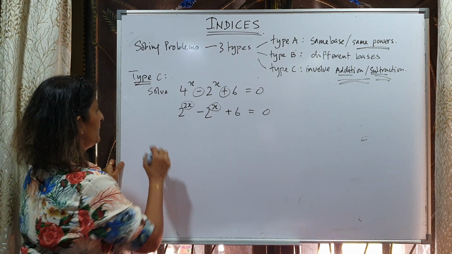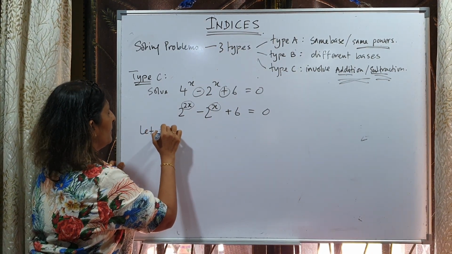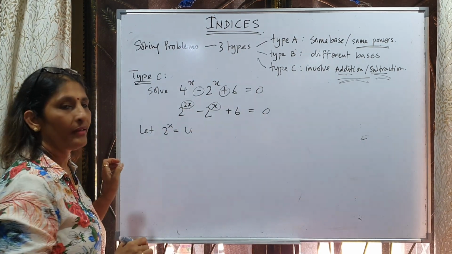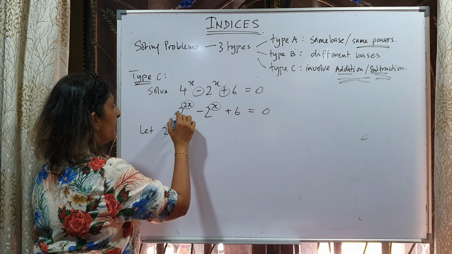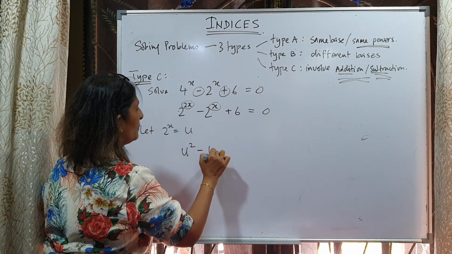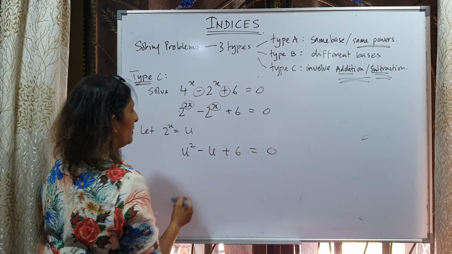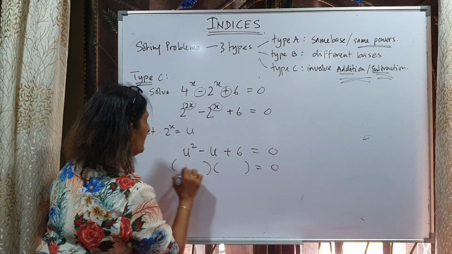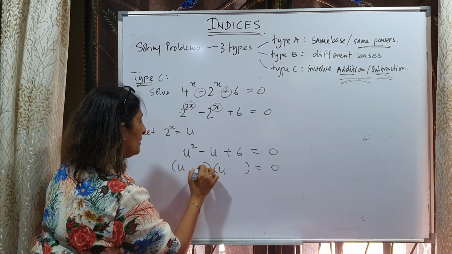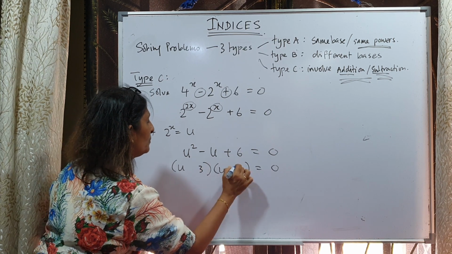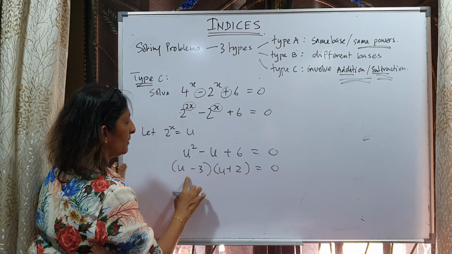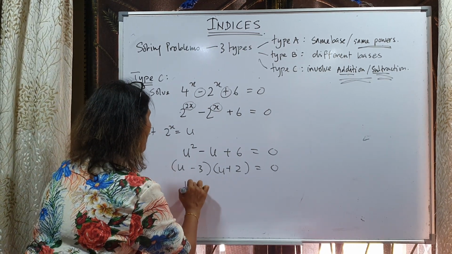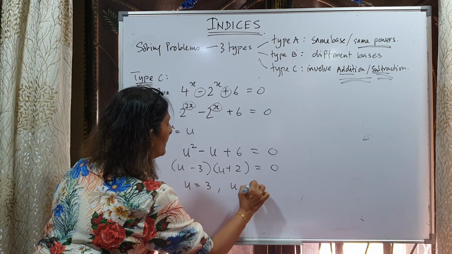So for this kind of question, you let 2 power x be u. Then this equation becomes u squared minus u plus 6 equals 0. This is a quadratic equation. We factorize it as a quadratic equation. 3 times 2 here, so minus 6. So u equals 3 and u equals negative 2.